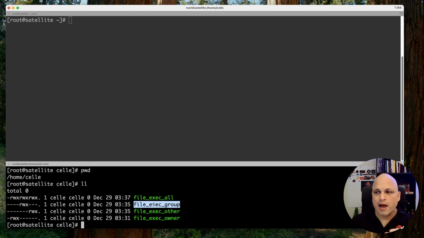This one, execution for group. And then there you go, we have execution in the middle. Execution for other. And then we can see over here, execution for other. And then file exec owner, execution for owner. Again, feel free to disregard read and write. Our main point here is execution, the X. Okay, so those are the files, and we have our path, /home/Sally.